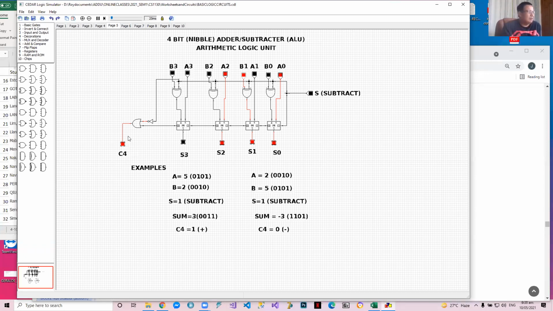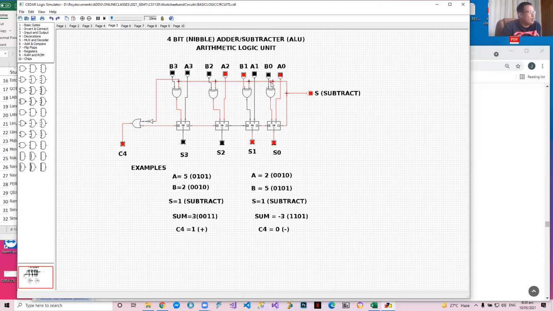So you can also do a subtract. No? Okay. Do you follow? Okay. 5 minus 2 is 3. 1, 1. And it's a positive because it's a red. How is the subtraction done? This subtraction is done using 2's complement.